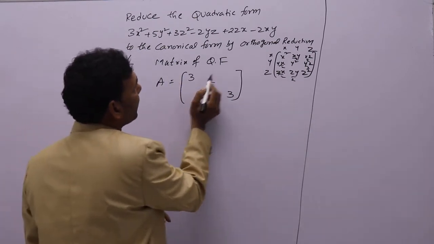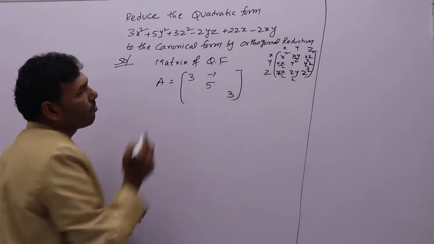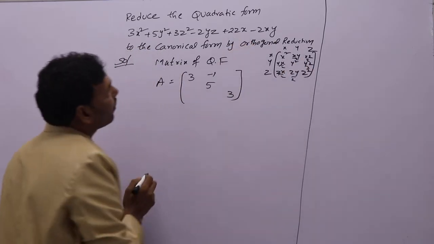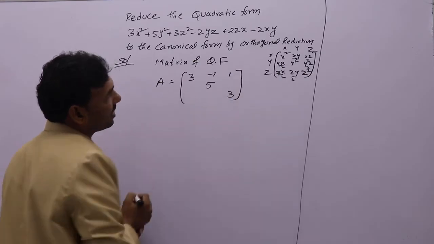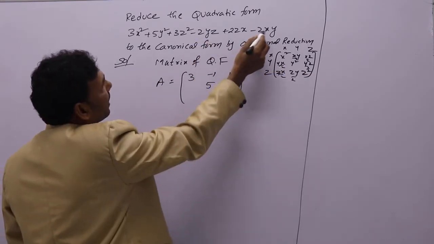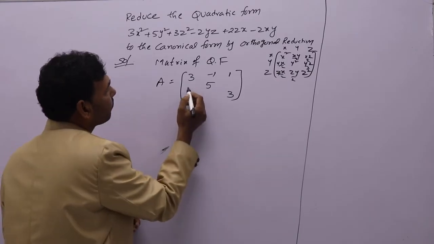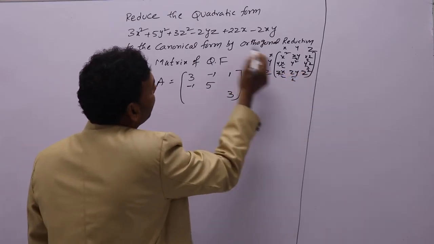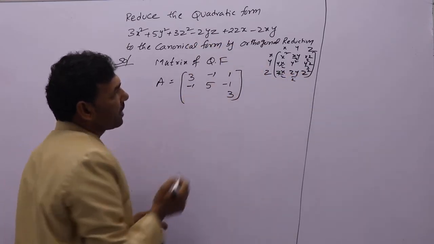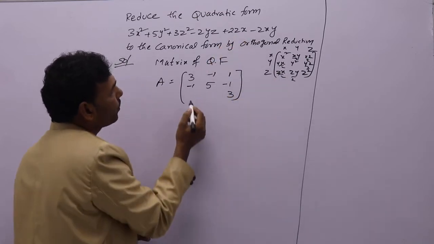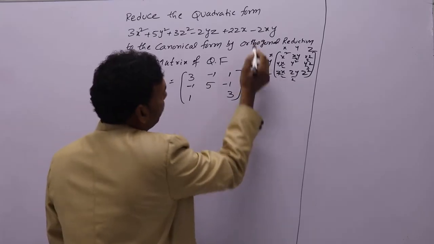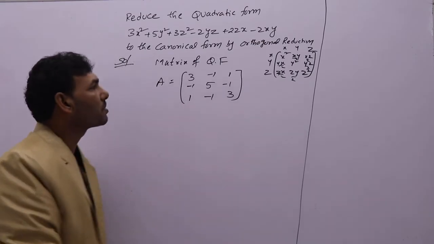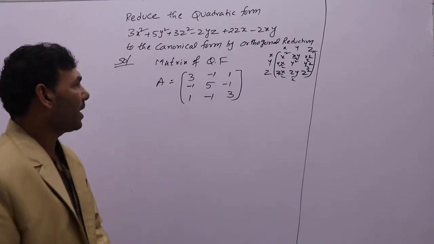Next, here you need to write the xy coefficient half. The xy coefficient is minus 2, half is minus 1. Next xz. The xz coefficient is 2, 2 by 2 is 1. Next yx. The yx coefficient again minus 2, minus 2 by 2 is minus 1. Next y square is there. Next yz. The yz coefficient is minus 2, its half is minus 1. Zx. The zx coefficient again 2, its half is 1. Zy. Zy and yz are the same, the coefficient is minus 2, minus 2 by 2 is minus 1. Now this is the matrix of the quadratic form.